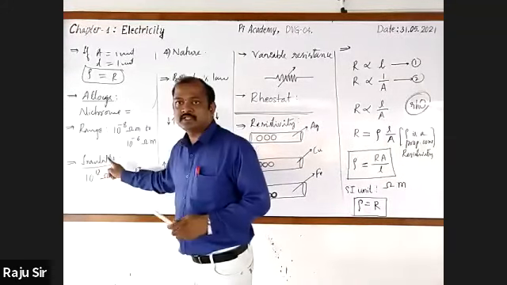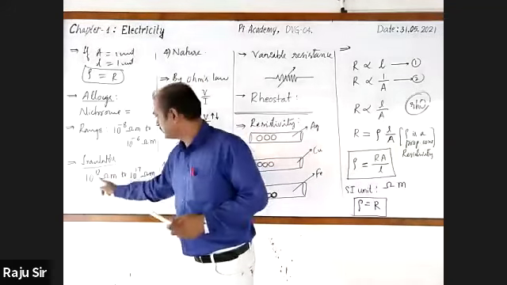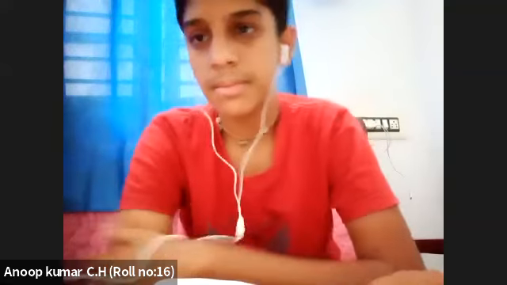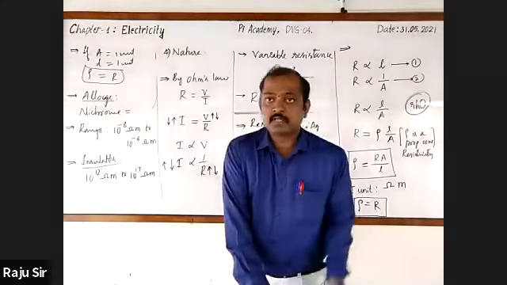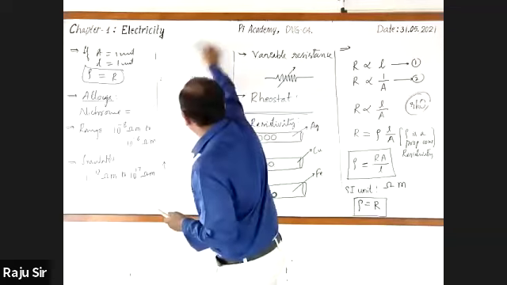The range of resistivity of insulator is 10 raised to the power 12 ohm meter to 10 raised to the power 17 ohm meter.